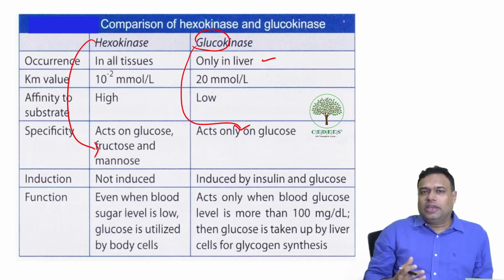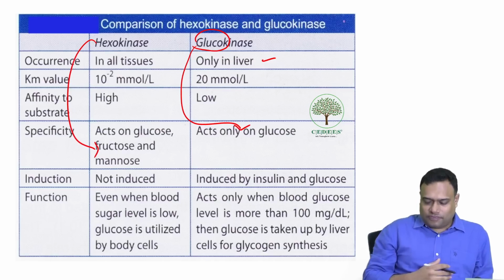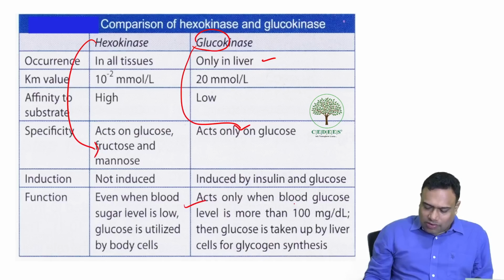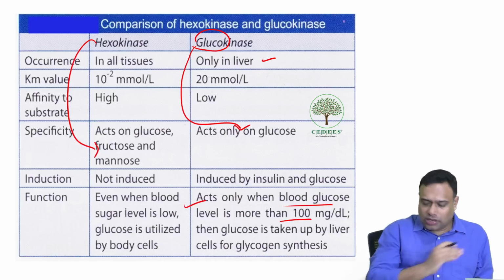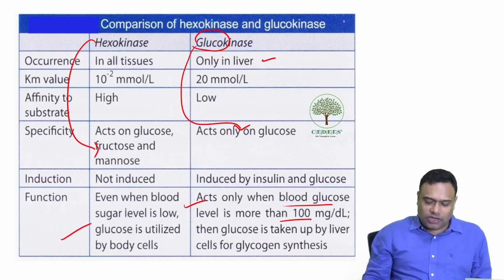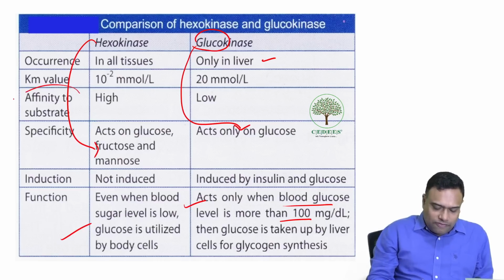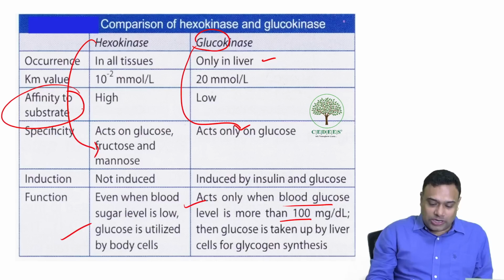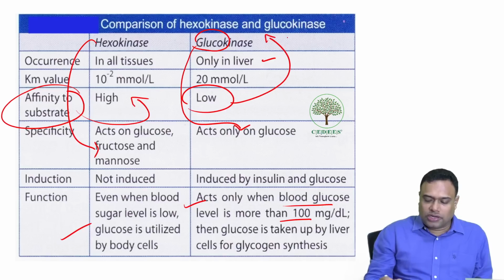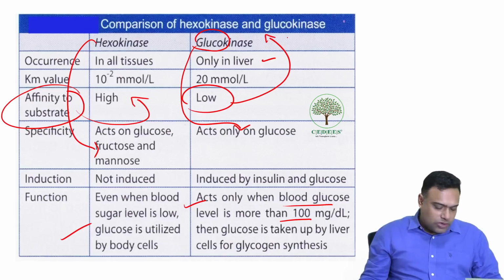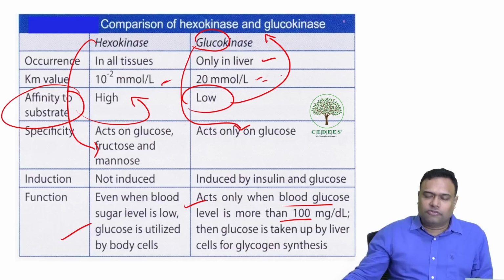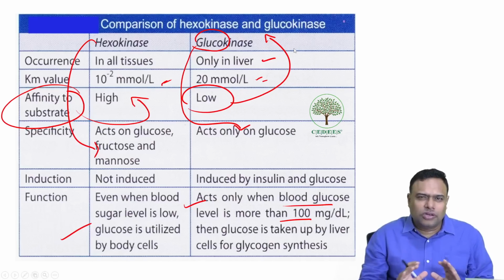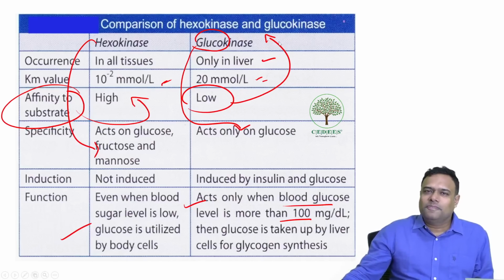Glucokinase comes into play only after eating food, right? It acts when the blood glucose level is high, whereas hexokinase can act even when the blood glucose level is very low. So you see, the affinity to the substrate is very high with hexokinase, whereas it is low with glucokinase. And the Km value is low for the hexokinase, and high for your glucokinase. So there are small differences between glucokinase and hexokinase.